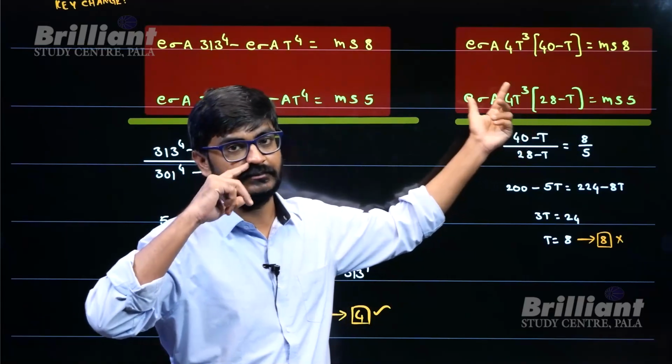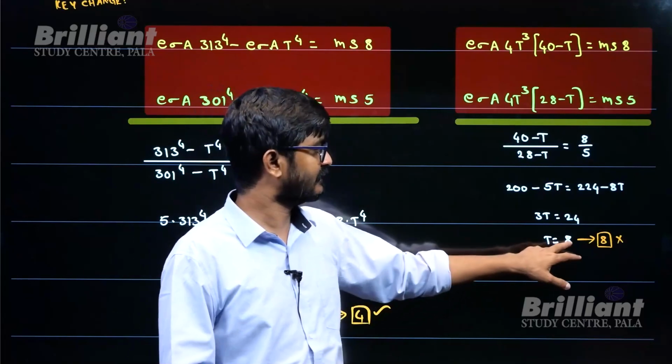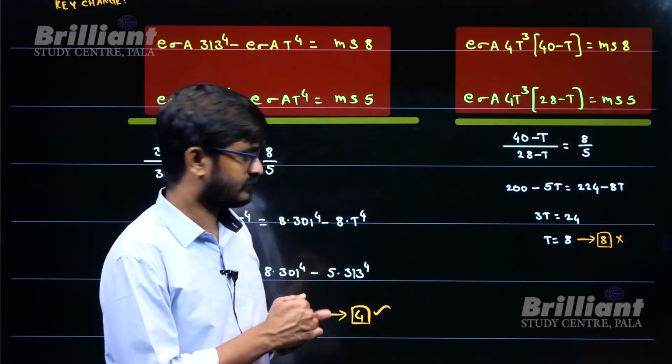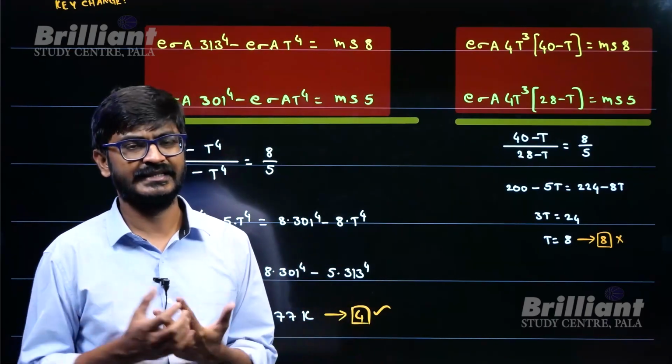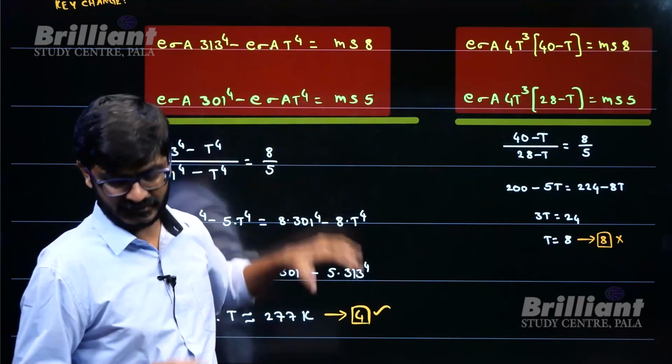When will this approximation be valid? When the temperature difference is very small. But here the temperature difference is not very small, right? So this is the right answer in such cases. Unless they say Newton's law of cooling is valid, better follow this method.